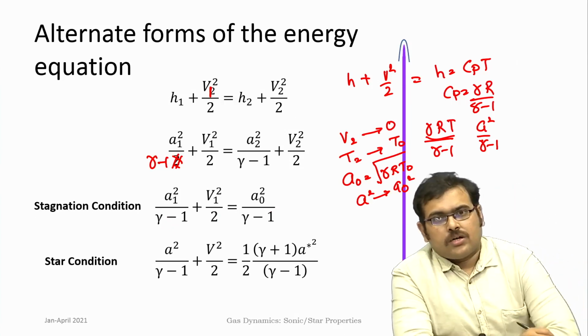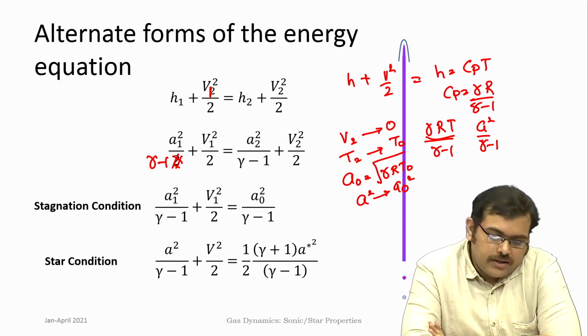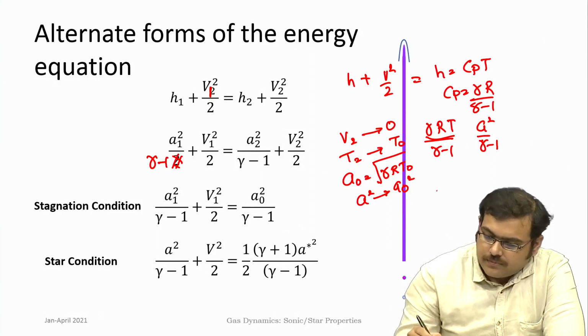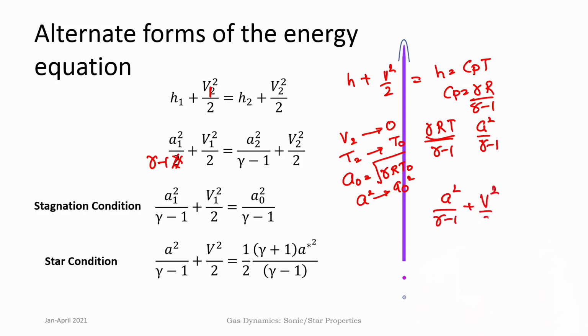The other equation that we just now came across is the star condition. In star condition, we saw it is a square by (gamma minus 1) plus V square by 2 is equal to (gamma plus 1)/(gamma minus 1) times a star square by 2. So this is the other form of the equation. You can also use this form, which relates any two states and their speed of sound and velocity. This also is utilized in certain gas dynamic analyses.